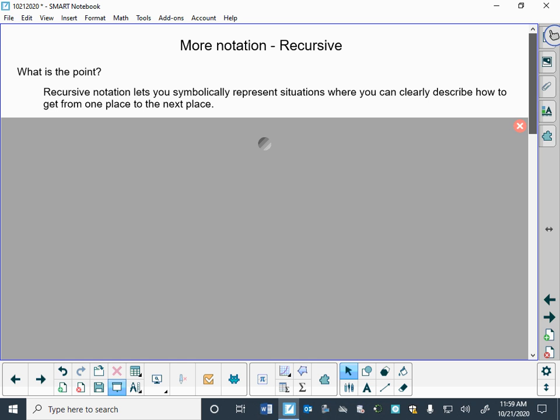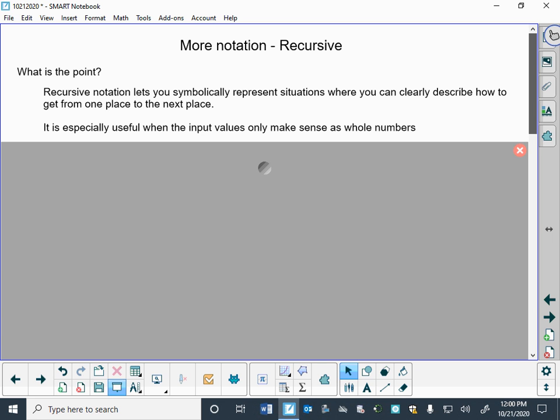Well, recursive notation is very handy when you're looking at that list of numbers and you can explain exactly how to get from the number that you're at right now to the next number in the list. This is a good notation for doing that. And it's especially useful when the input values, the starting places, really only make sense as whole numbers. So when we're talking about whole things like animals or people or variety of things like that, that don't make sense as continuous functions. Okay.